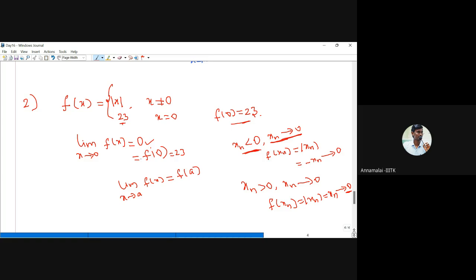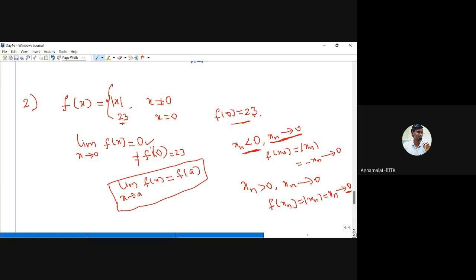Therefore, for this function the limit exists at the point x equal to 0, but it is not continuous at x equal to 0, because the limit is not equal to f of 0. Therefore, this function is not continuous at 0. This is very important for checking continuity at a point.